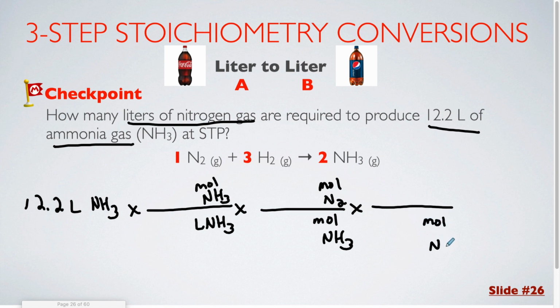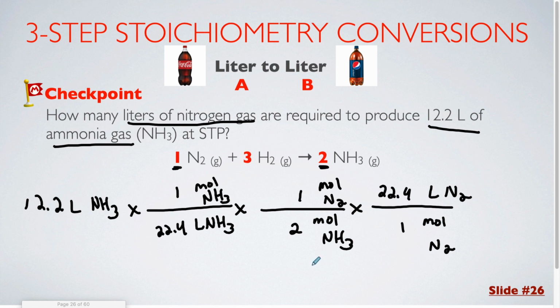And then finally, moles of N2 out to liters of N2. 1 mole is equal to the molar volume, which is 22.4. We're at standard temperature and pressure again. For nitrogen, I have a 1. For ammonia, I have a 2. And 1 mole is equal to 22.4 because I'm talking about molar volume again.